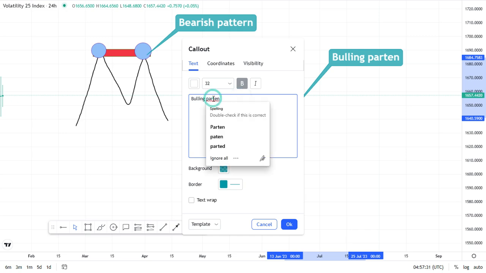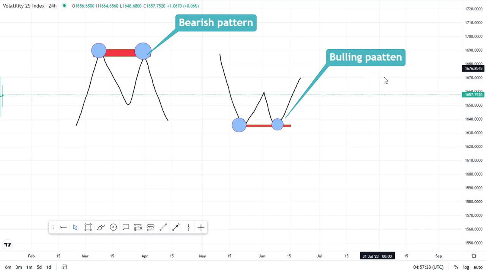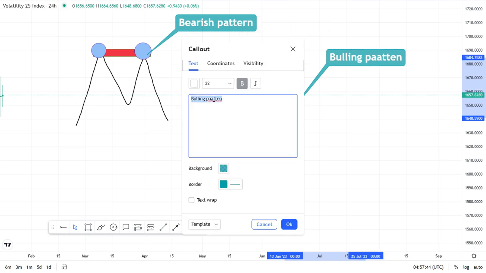So we have the bullish reversal pattern and the bearish reversal pattern.